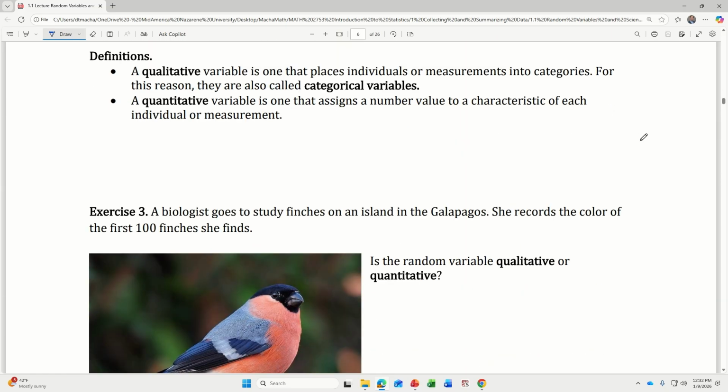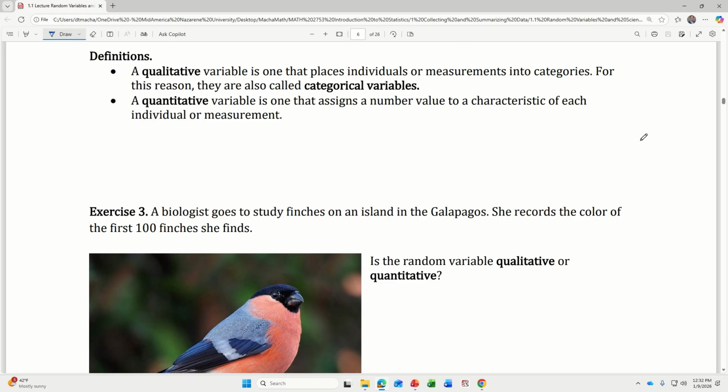Okay, new words. A qualitative variable is one that places individuals into categories. So sometimes a qualitative variable is also called a categorical variable. Those are synonyms. And by contrast, a quantitative variable is one that assigns a number value to a characteristic or a measurement. So an example, exercise 3.